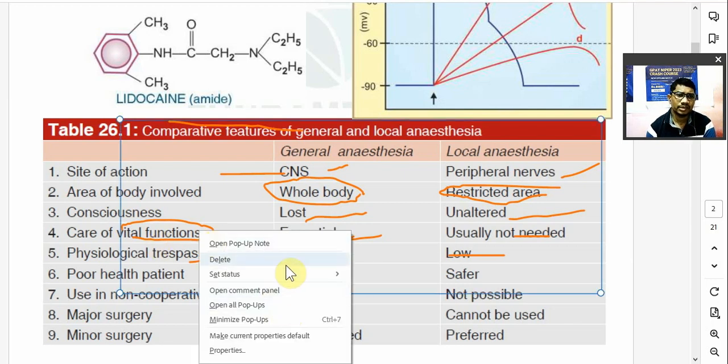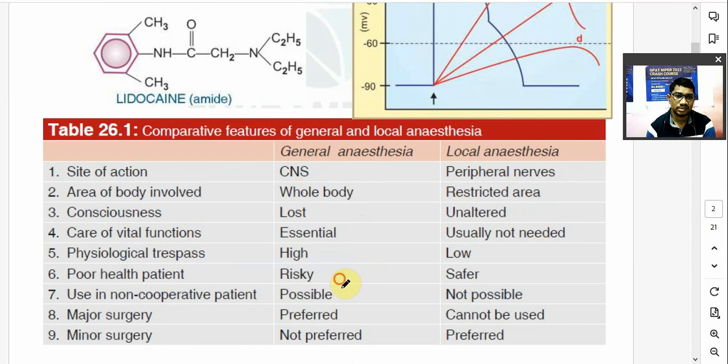Poor patient health is a risky parameter for general anesthetics, but local anesthetics are safe in the case of poor health patients, because you are applying local anesthetics at a particular area, so they are not going to affect your other physiological parameters. They are not going to affect your kidney, liver, etc.